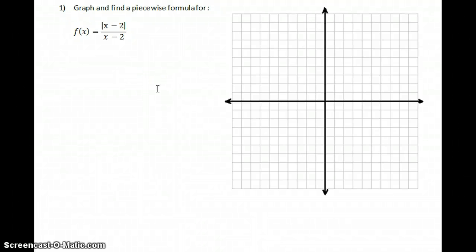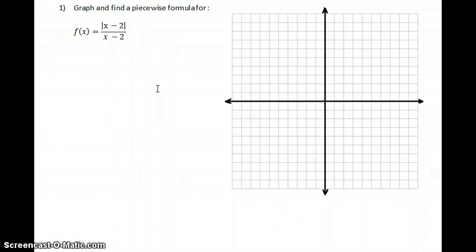We're asked to graph and find a piecewise formula for the function f of x equals the absolute value of x minus 2 over x minus 2. First, let's take a look at the function and determine if there are any domain restrictions. Particularly, examine the denominator and notice that we have x minus 2. Are there any values of x for which we have an undefined value for the function?